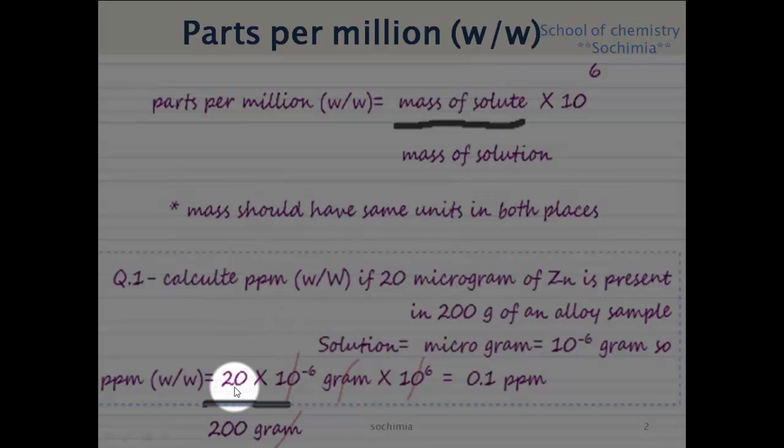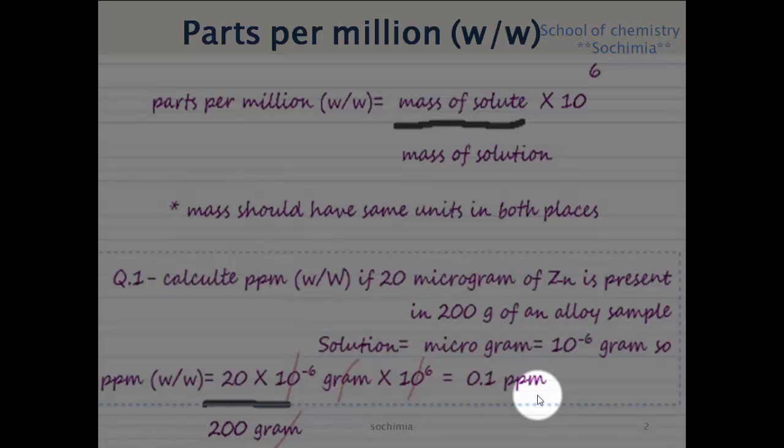So we have mass of zinc, which is 20 into 10 raised to power minus 6 gram, because 1 microgram equals 10 raised to power minus 6, and divided by mass of solution, which is 200 gram, and then multiplied with 10 raised to power 6. So here you can see that this 10 raised to power 6 is going to be cancelled with 10 raised to power 6, and grams are going to be cancelled with grams, and we are getting this value here, 0.1 ppm or parts per million.